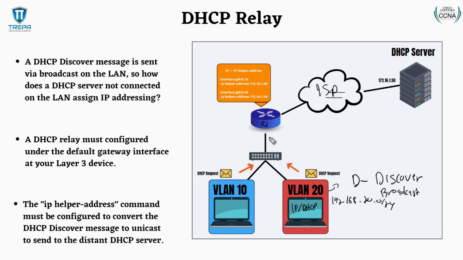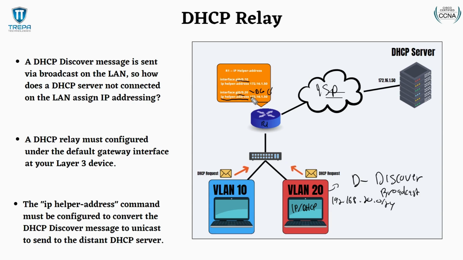So let me explain this. In this environment, we're obviously running router on a stick because you see our sub-interfaces here. So we have interface Gig 0/0.20. This is the default gateway for all users in VLAN 20. And all users in VLAN 20 are going to send a DHCP Discover message, which is broadcast. When that interface hears that broadcast and receives it, we need to tell this interface to send that DHCP Discover message to the DHCP server. We do that with something called an IP helper address.